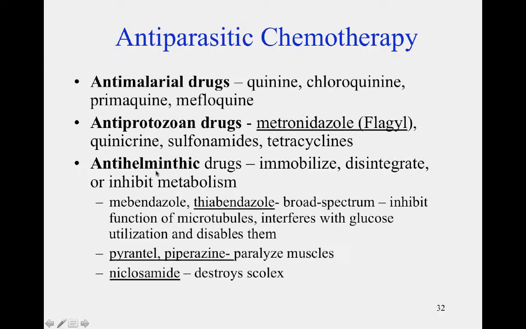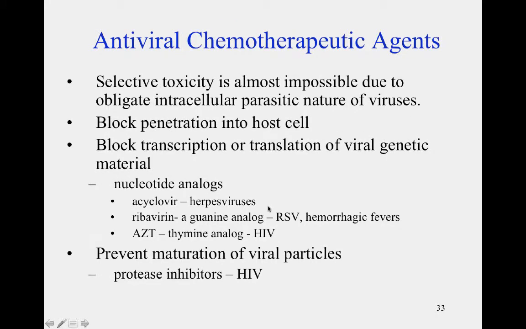Also, in the case of treating a parasitic worm infection or using an anti-helminthic drug, remember, you're treating a multicellular worm, a multicellular animal, so these drugs will immobilize or disintegrate or inhibit the metabolism of that worm. So pyrantel, niclosamide, will destroy the scolex that attaches to the target cells, or will paralyze or immobilize the worm, or even inhibit the function of the microtubules. Some of these azoles work in that way.